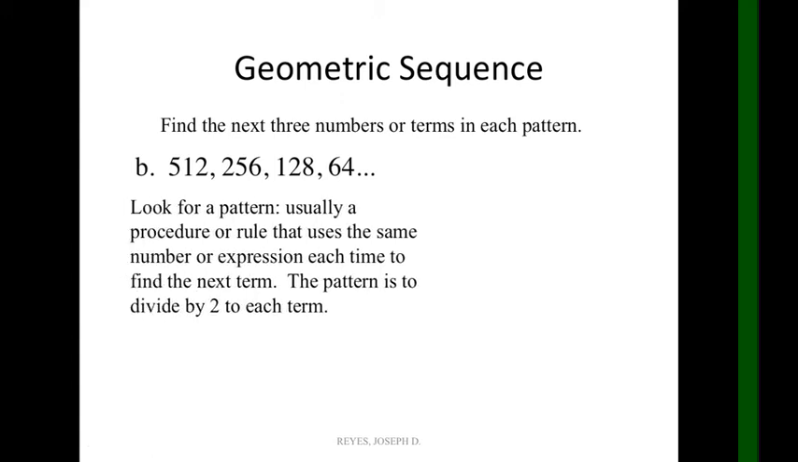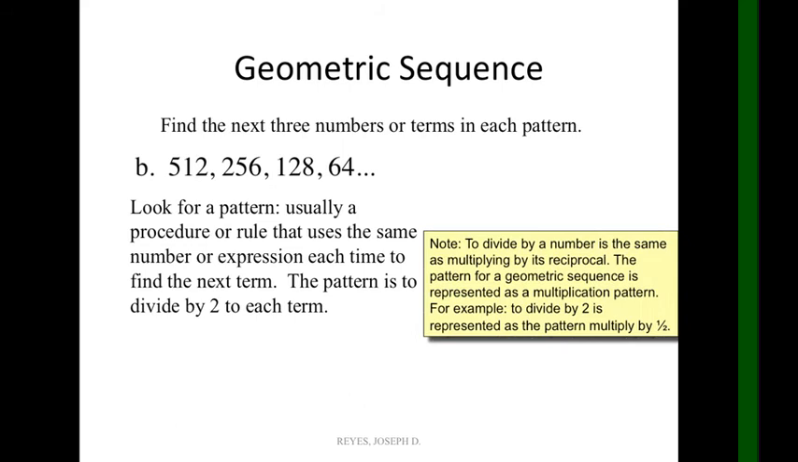So, look for a pattern. Usually, a procedure or rule that uses the same number or expression each time to find the next term. The pattern is to divide by 2 to each term. But, based from the definition, in geometric sequence, we multiply the term. So, note, to divide by a number is the same as multiplying by its reciprocal. So, the pattern for geometric sequence is represented as a multiplication pattern. For example, to divide by 2 is represented as a pattern multiplied by 1/2.